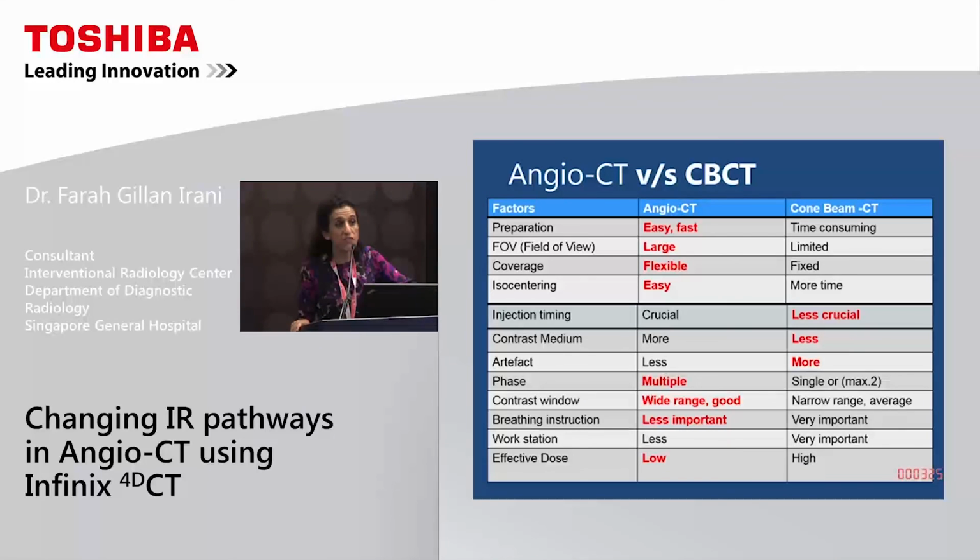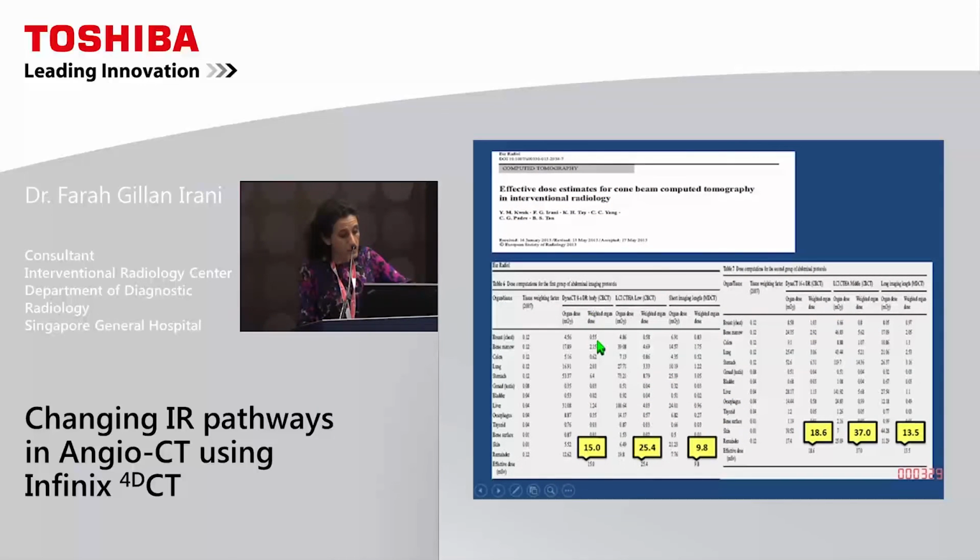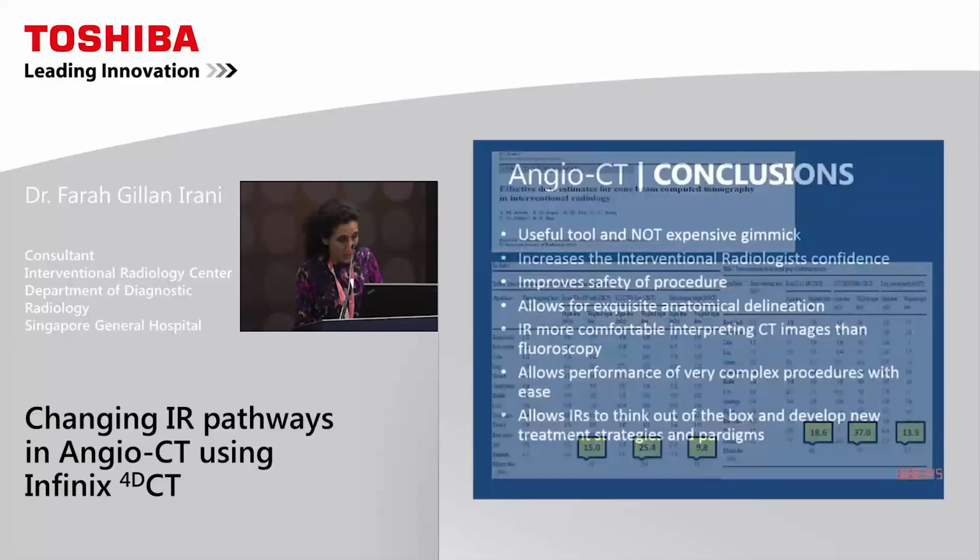And you have a very low effective dose. So we did a study in our center whereby we compared the effective doses for 8-second cone beam CT, large volume cone beam CT, and multi-detector CT. And we found that with the multi-detector CT, our doses were much lower as compared to the cone beam CT. So you do get some degree of radiation protection in that way.